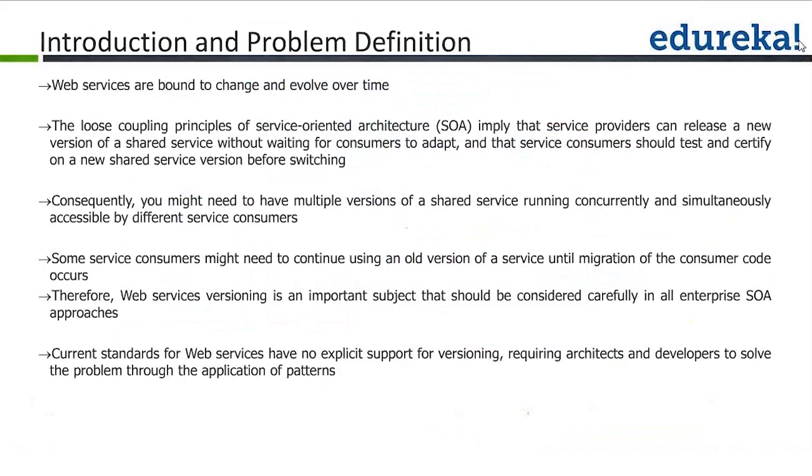So you might need to have multiple versions of a shared service running concurrently. Now we are coming directly to the versioning part, where there could be two ways. Let's say we are doing some business, we have a service, and the service takes 2 parameters.